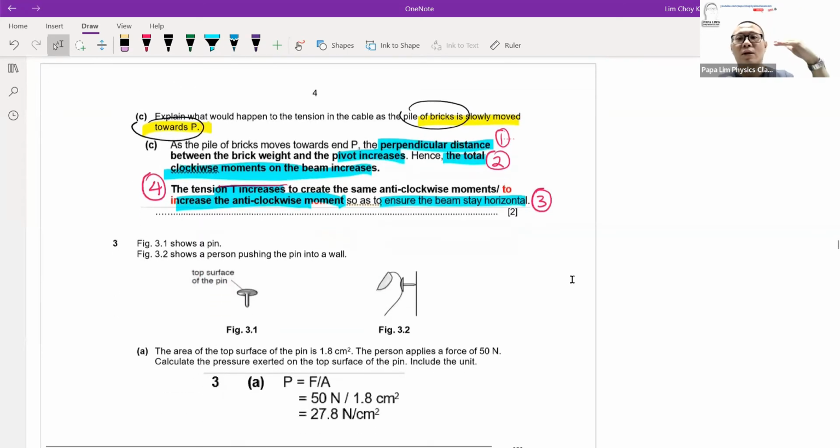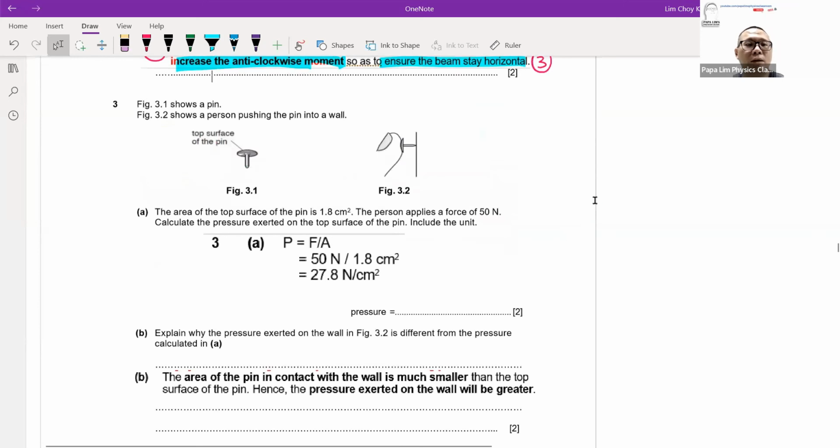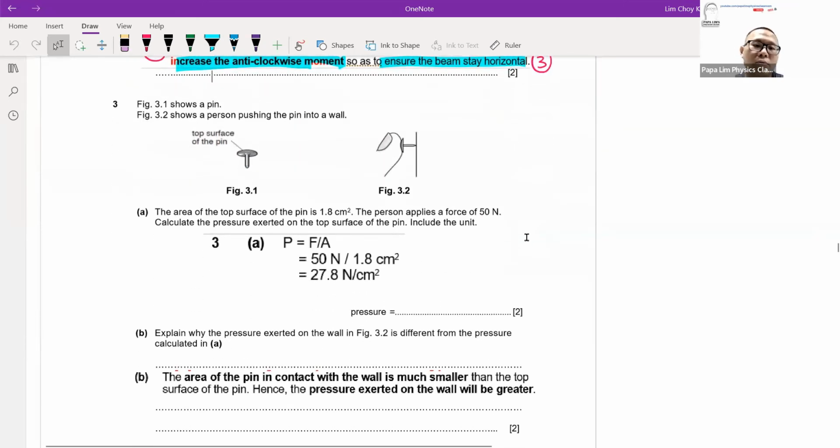Okay, this question is a very, very good question. You look at how the students look at the questions, how the students actually analyze and perceive the questions, and they use principal moments to solve the question. Okay, question 3 is a pressure question. I would say it's quite a straightforward question. Thumbtack, force, it uses the formula force over area, so I will not dwell too much on this question.